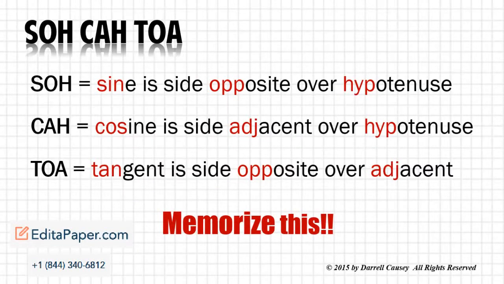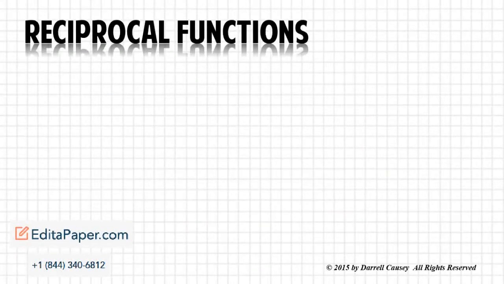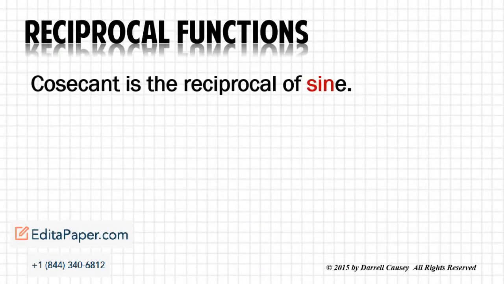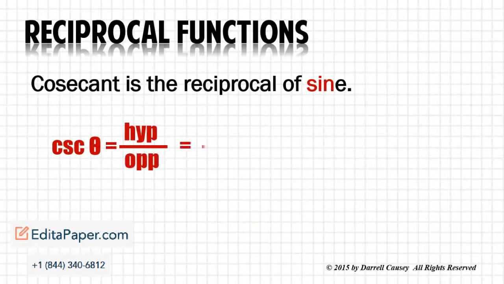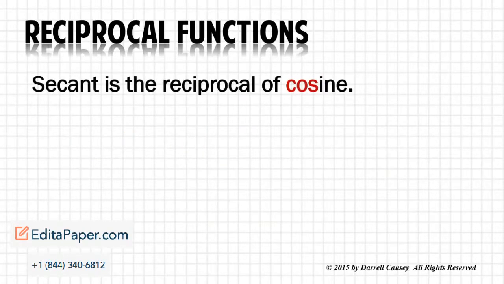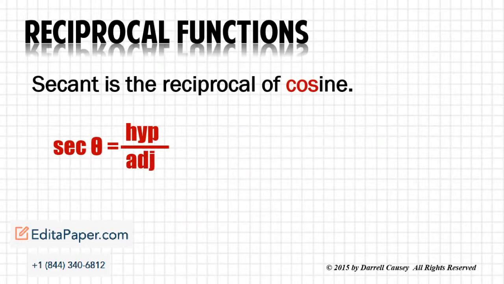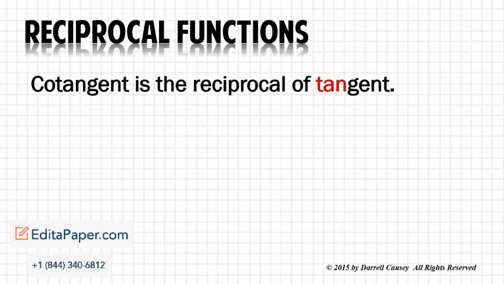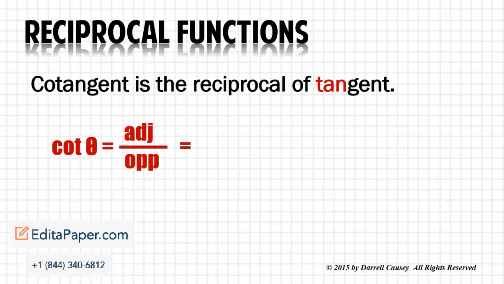Now let's look at the reciprocal functions. Reciprocal just means take it and flip it over. Cosecant theta is just the reciprocal of sine. Flip it over and get r over y. Secant is the reciprocal of cosine, which is just hypotenuse over adjacent. Then flip it over and you get r over x. And cotangent is the reciprocal of tangent. So you take your tangent, which is opposite over adjacent, flip it over, and you have x over y.